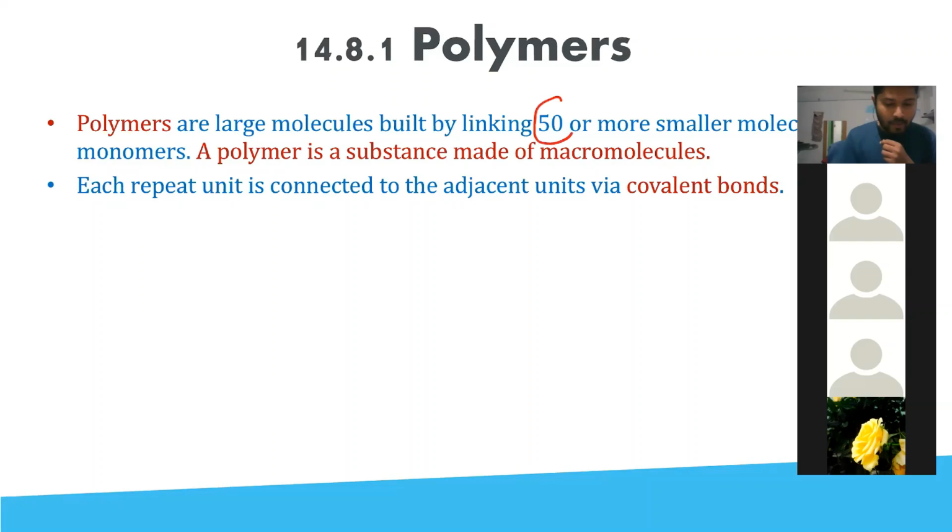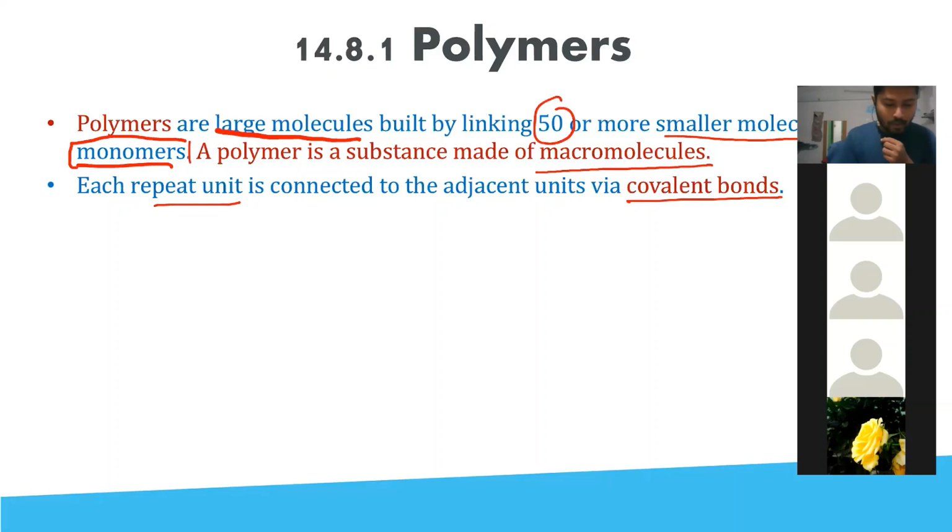You don't have to mention the specific value. So you can just mention polymers are large molecules that are built by combination of smaller molecules called monomers. So the keyword is monomer, it should be there in the explanation, in the definition. Since polymers are large molecules, in chemistry, large molecules are considered as macromolecules. And each repeating unit is connected to adjacent unit via covalent bonds.